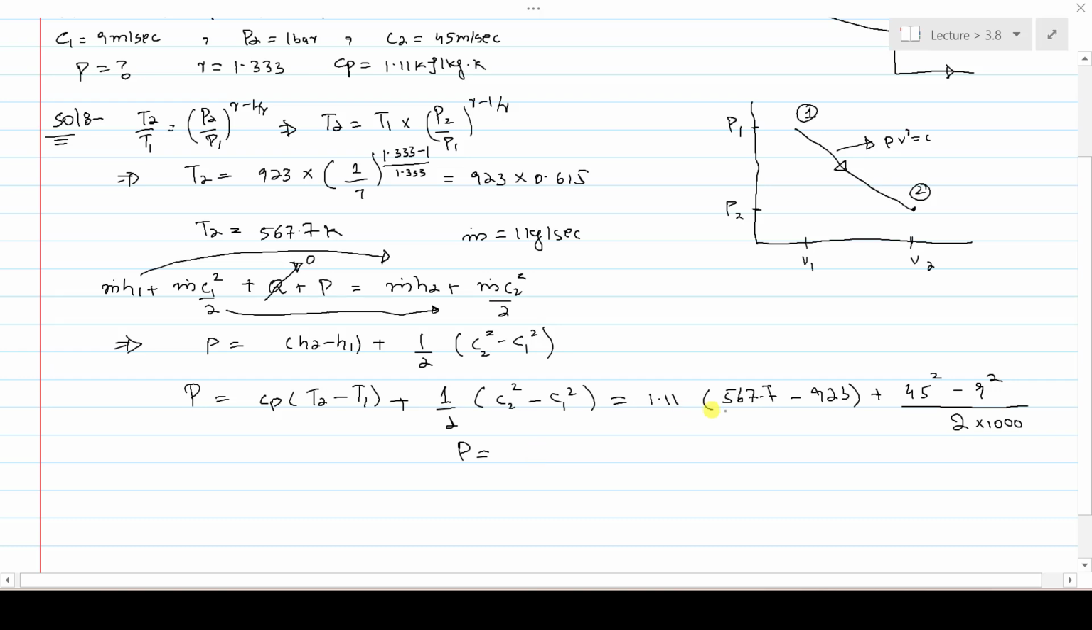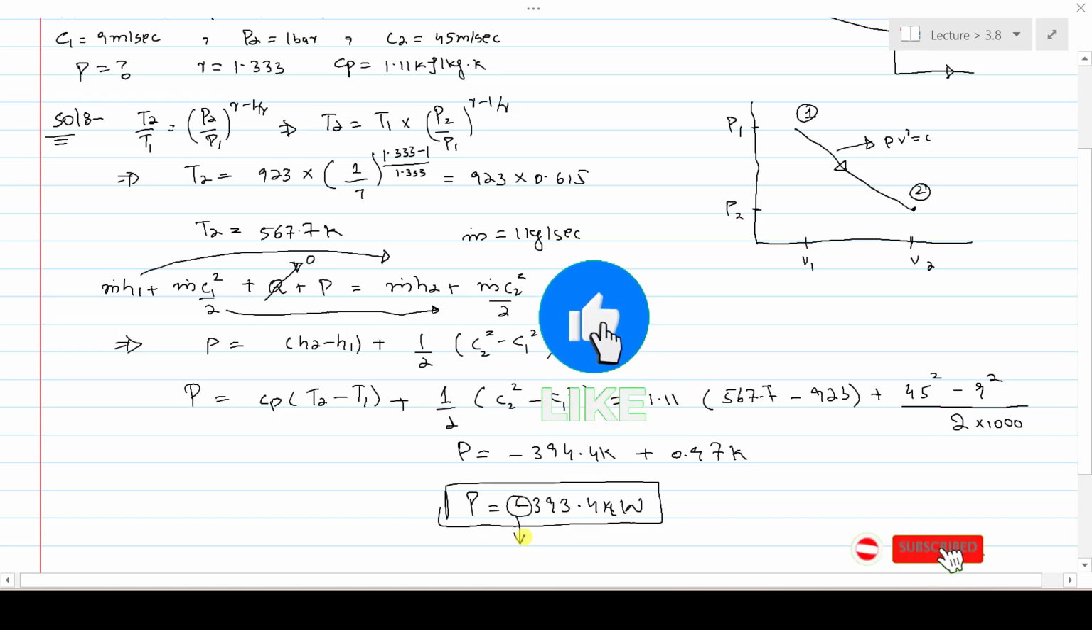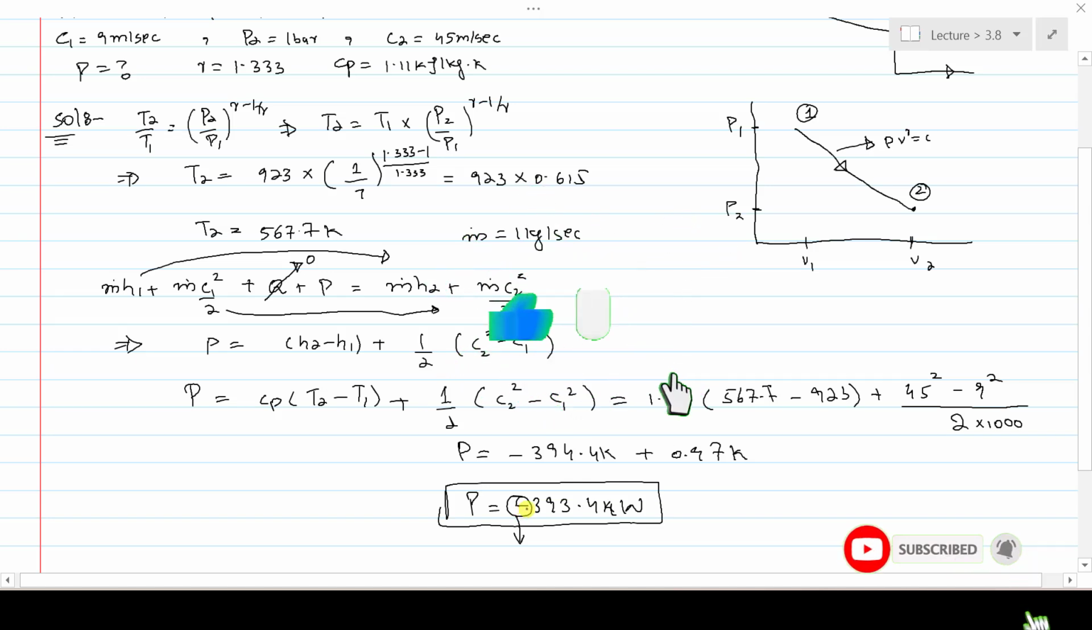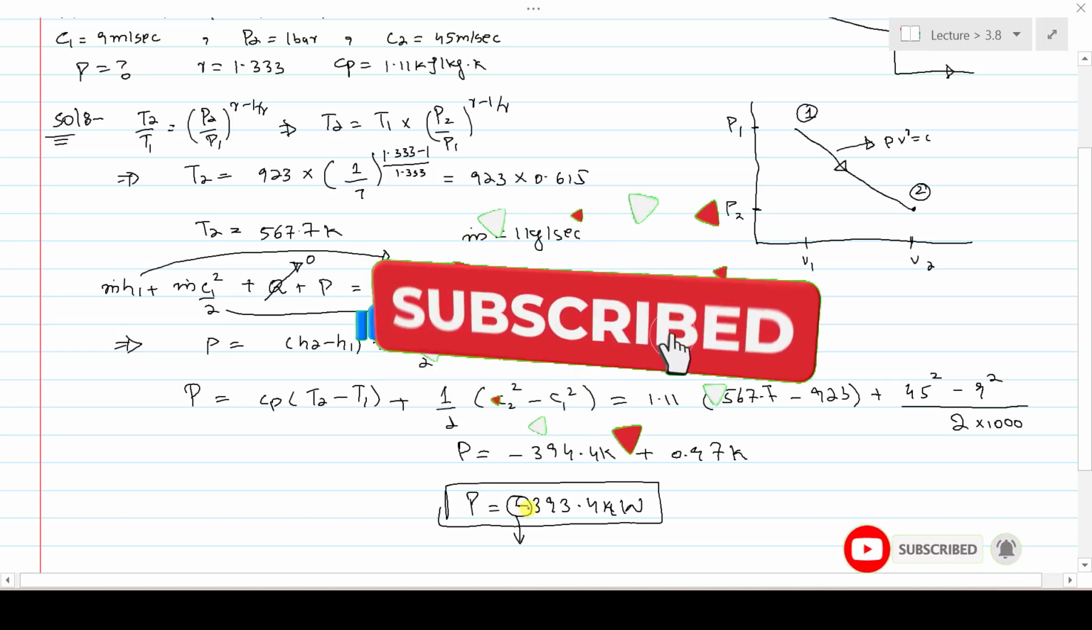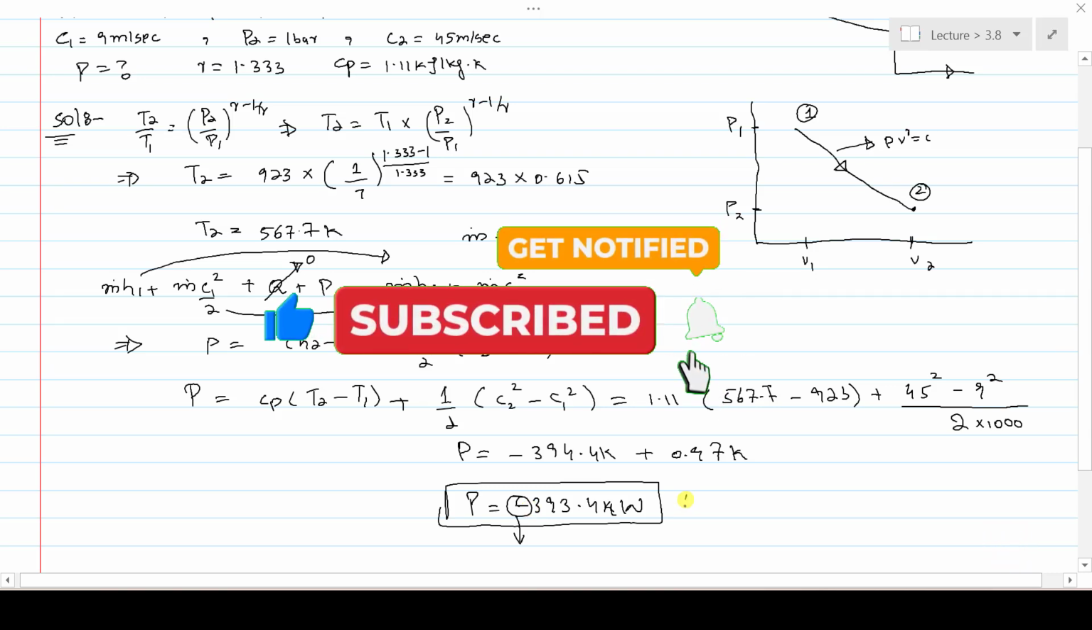After solving this on the calculator, this term will give you minus 394.4 kilo plus this term will give you 0.97 kilo. The final power output of the turbine will be minus 393.4 kilowatt. This negative sign means that work output is obtained during the adiabatic expansion of gas in the turbine. And this is our final answer.